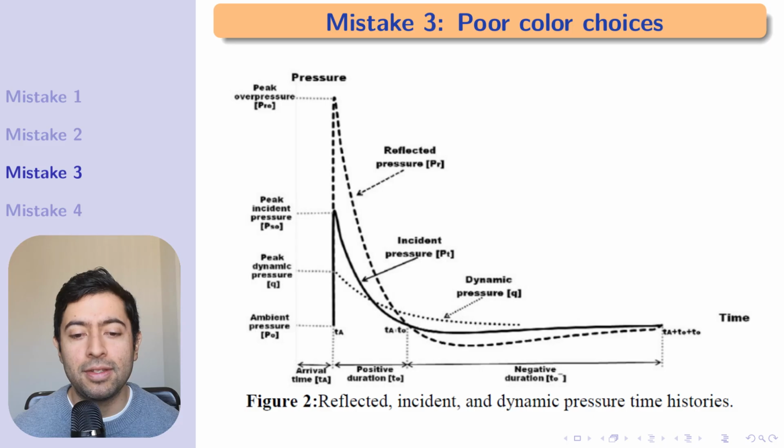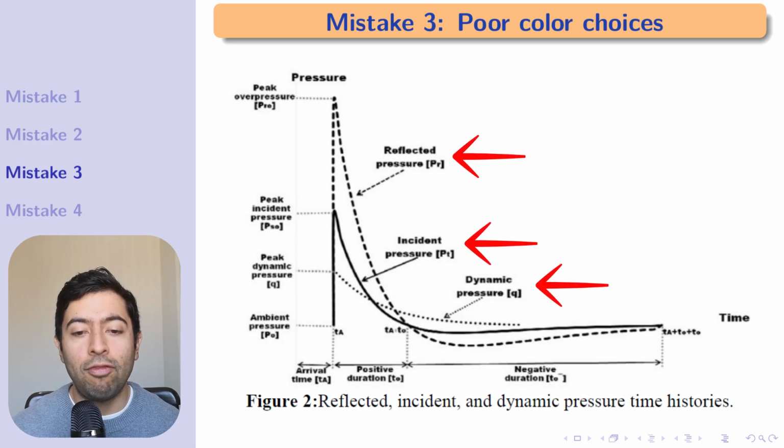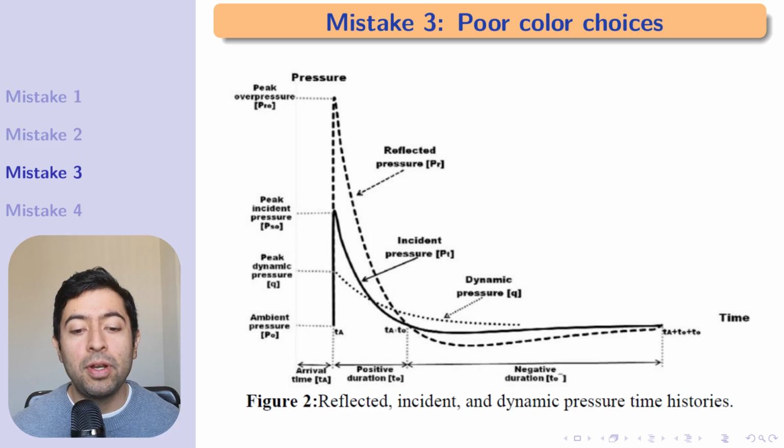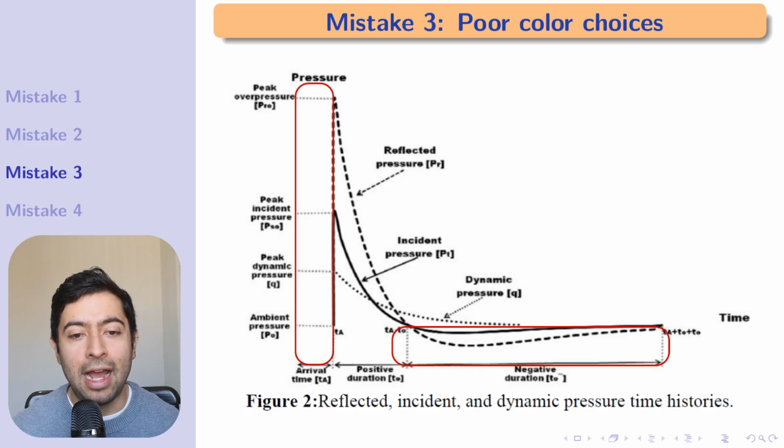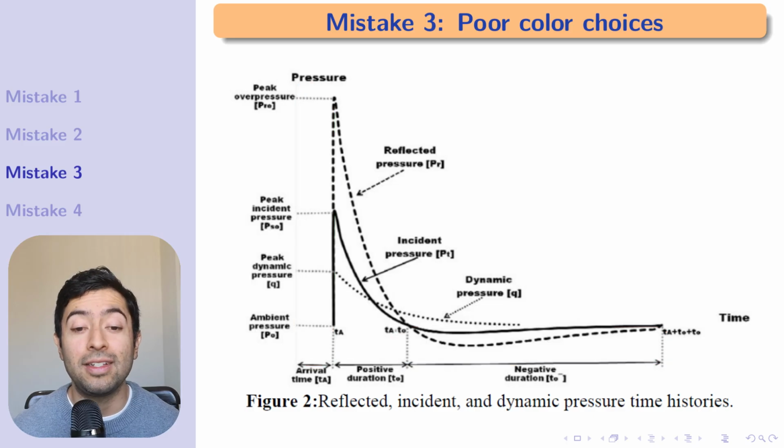Now, what do I mean by this? Let us see this example. We have 3 lines: reflected pressure, incident pressure, and dynamic pressure. The whole chart is colored in black, but we also have auxiliary lines, as you can see these horizontal and vertical auxiliary lines. And that makes it really hard for the reader to quickly distinguish between line series, I mean reflected pressure, incident pressure, dynamic pressure, and these supportive or auxiliary lines.